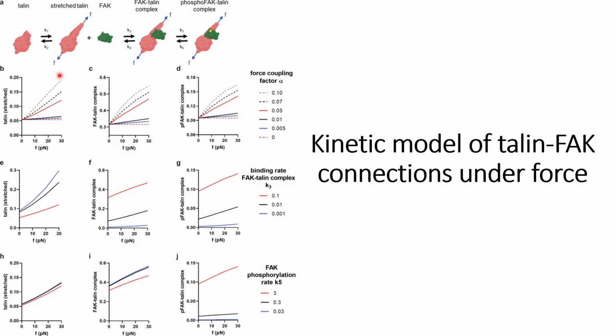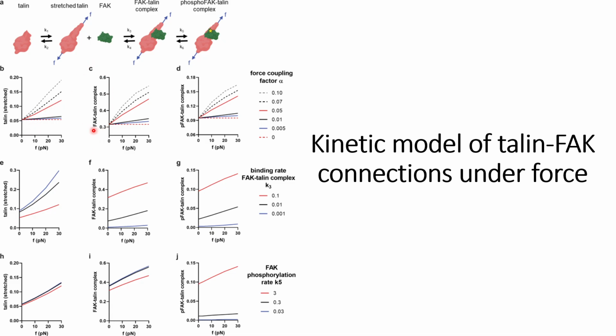Now they check the impact of this coupling factor. In this case they change the K3 value and see whether it will impact the relationship between talin and force, and they can see that there is a linear relationship between talin and force. They use different alpha, or they decrease the value of K3. We can see that it can impact the talin and force relationship, but it maintains the linearity.